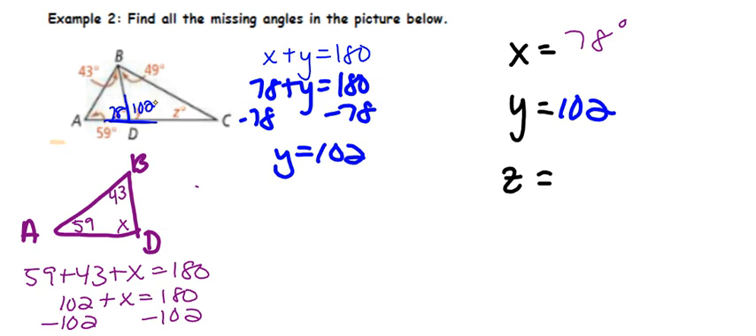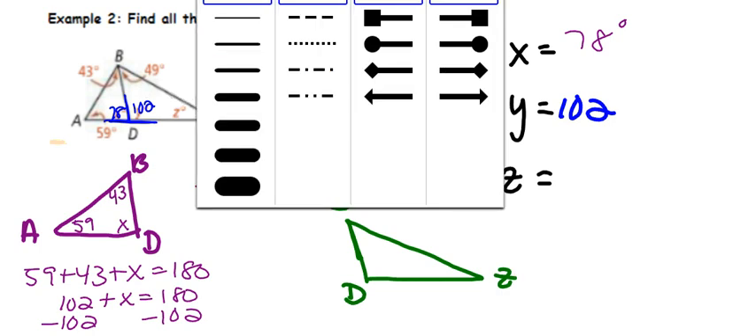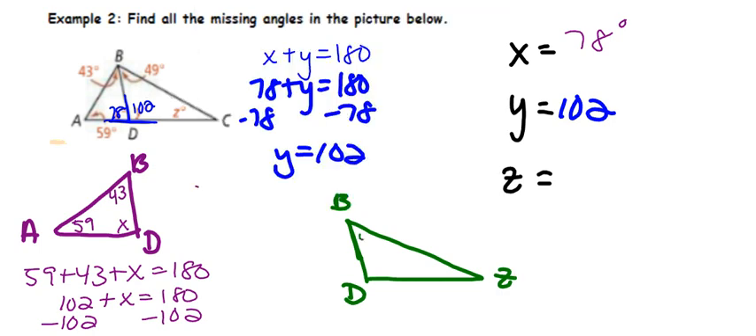And then to solve for z, I'm just going to look at this triangle on the right. So B is at the top, D, Z. They tell you there's a 49 up here in B. That's 49. We figured out that this is 102, and we don't know. It's technically on the outside, that's a C, and on the inside, it's a Z. We want to know Z.